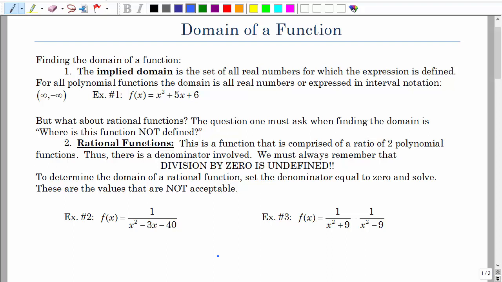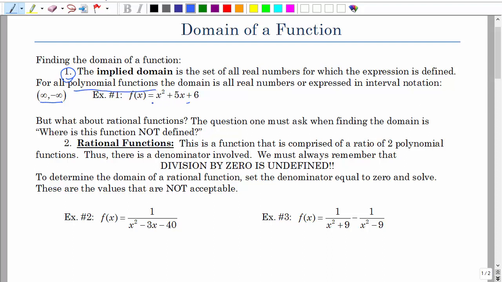We have found the domain of a function by looking at its graph, but now we're going to be able to find the domain of a function algebraically. The good news is that most functions have an implied domain of all real numbers, because most of our functions that we look at, like lines and parabolas and things that we will get into in the course, are polynomial functions.